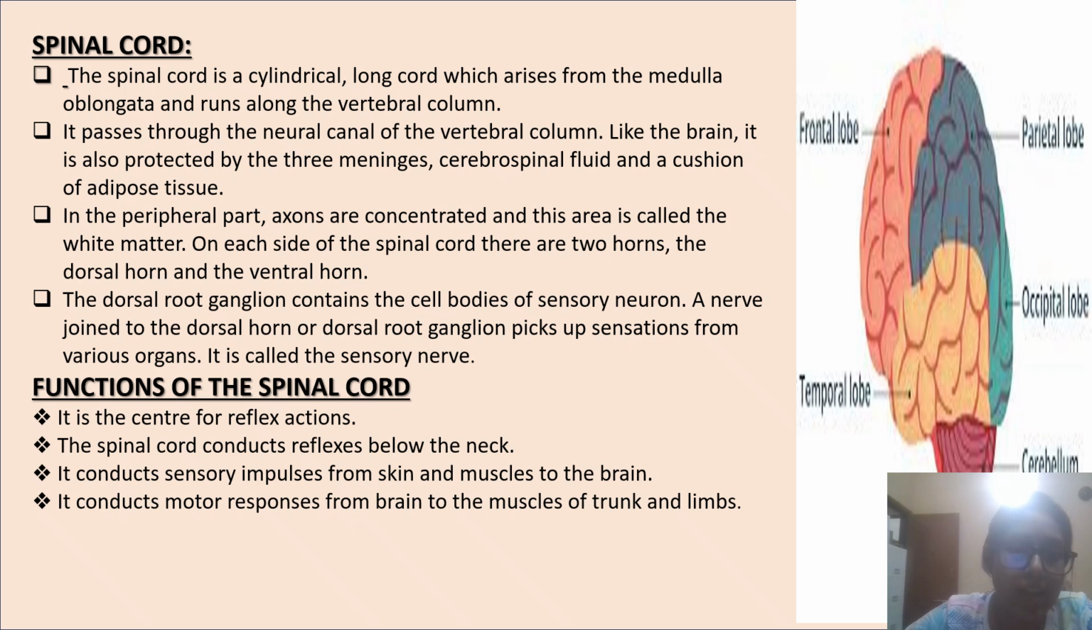The dorsal root ganglion contains the cell bodies of sensory neurons, and nerves joined to the dorsal horn or dorsal root ganglions pick up sensation from various organs. It is called a sensory nerve. Next, function of the spinal cord. It is the center of the reflex actions. The spinal cord conducts reflexes below the neck. It conducts sensory impulses from skin and muscle to the brain. Next, it conducts motor responses from the brain to muscles of the trunk and limbs.